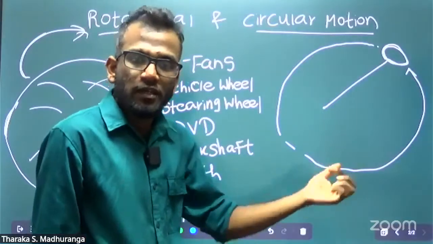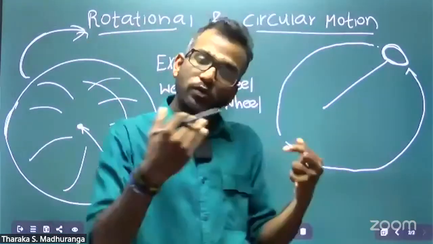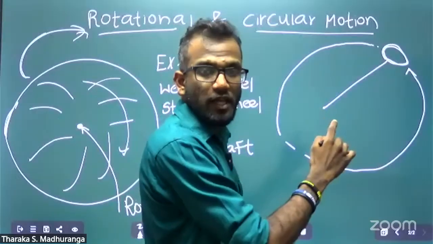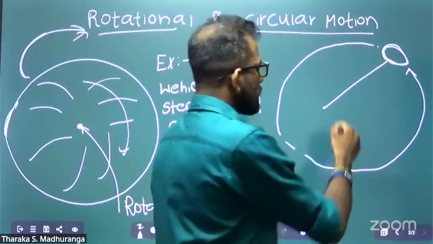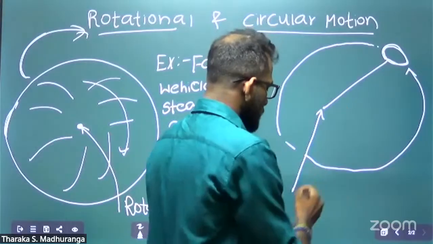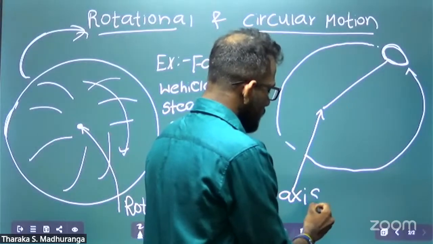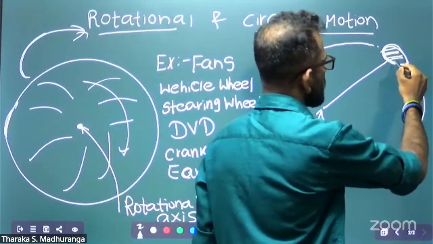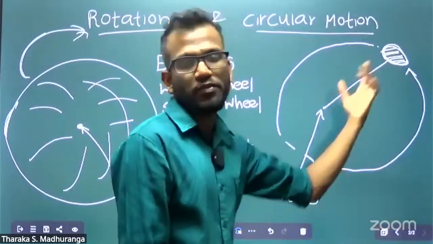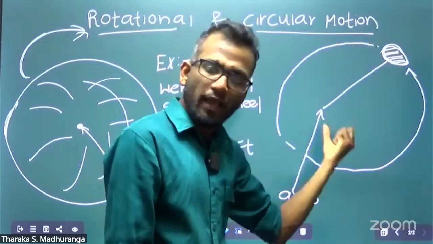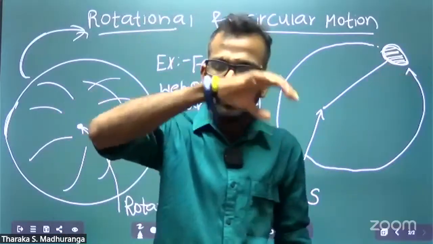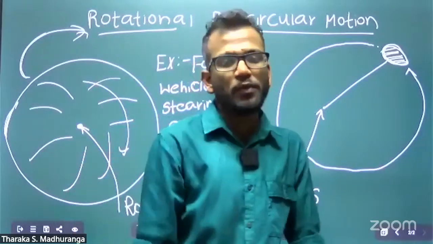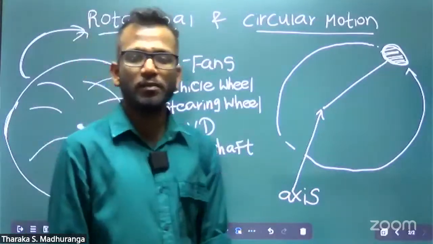Then what is the definition? When any object is rotating and the rotational axis is outside from the object, this type of motion we call circular motion. This is the axis, it is outside from the object. This is the object. The rotational axis is outside from the object. Then the object rotates in a circular path. This type of rotation we call circular motion.